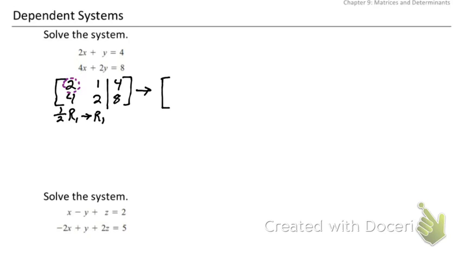My new matrix is going to be 1, and then 1 times 1/2 is 1/2. 4 times 1/2 is 2. Row 2 is going to stay the same, so it'll be 4, 2, 8.